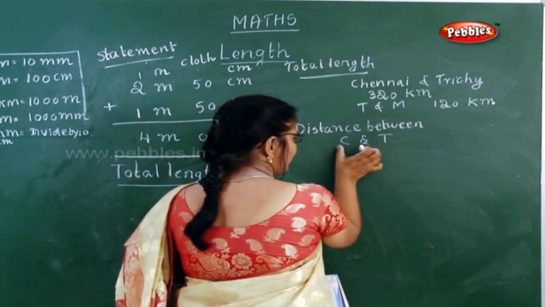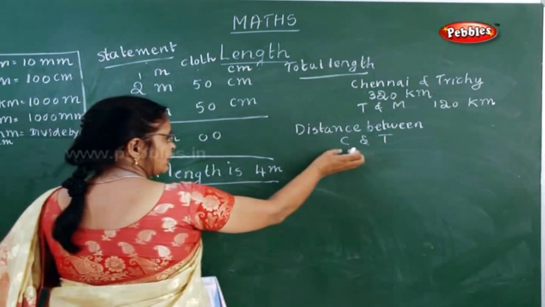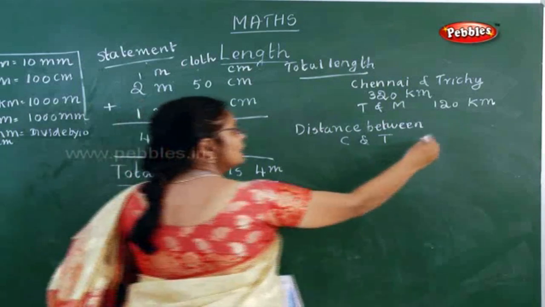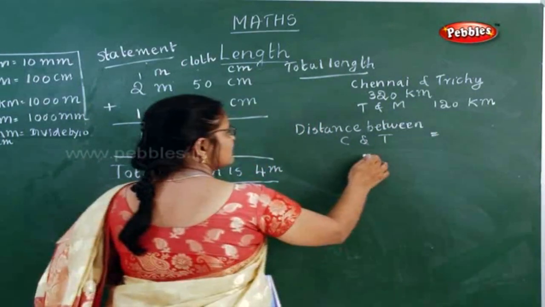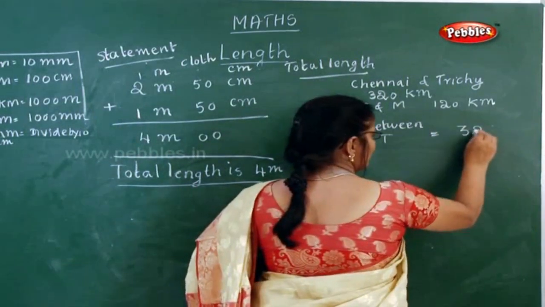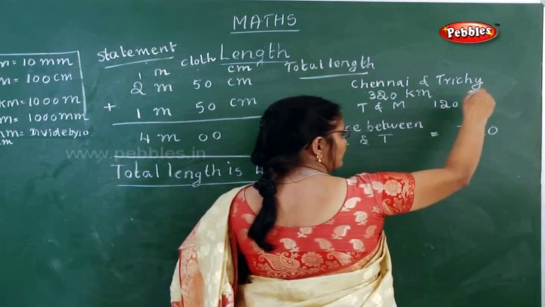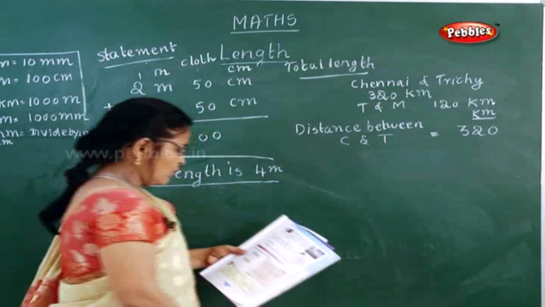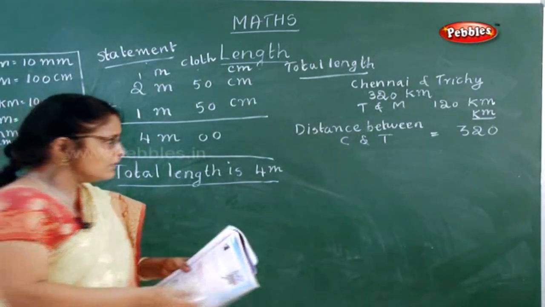I am sorry, I am making it a C and T, but you are not supposed to write C and T. You are supposed to write Chennai and Tiruchi. Now, what is the distance between Chennai and Tiruchi? It is 320. Now, where on the top what you have to write? Very good, kilometer.